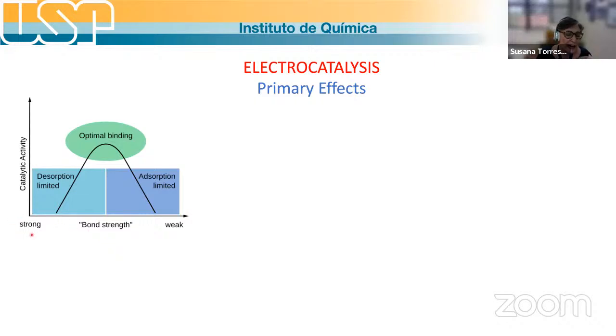So when we have a very strong bond strength between, for example, the surface of your electrode and the adsorbate, you are going to have a desorption limited process. When you have a weak bond strength between the electrode surface and your adsorbate, the adsorption is limited, so it is very difficult for that adsorbate to interact with the surface. In this case, the catalytic activity will be very low, and you are going to have an optimal binding when you have a compromise between the catalytic activity and its bond strength.